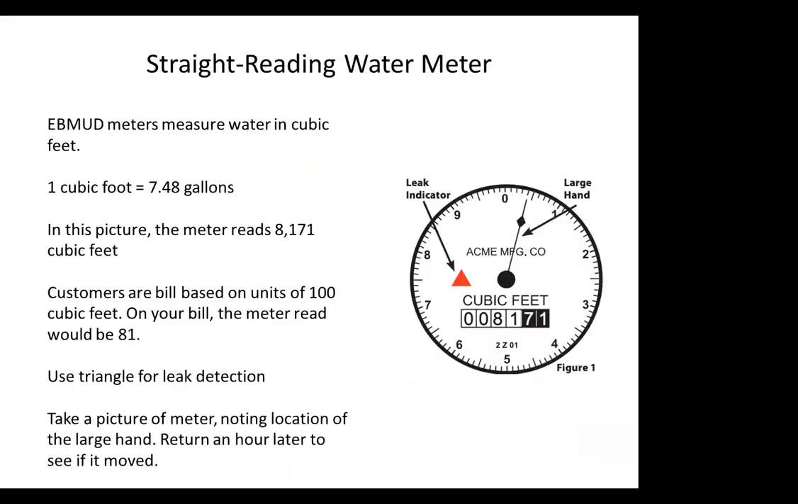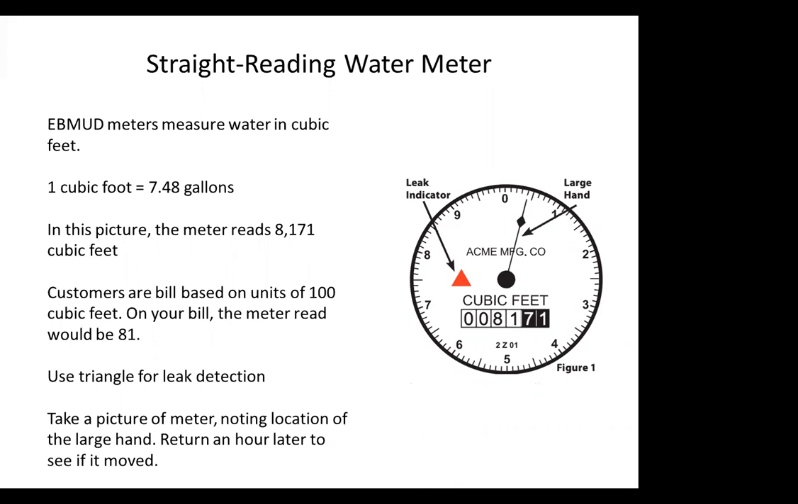There are 2 types of meters: a straight reading water meter and a round reading water meter. This is a picture of a straight reading meter. Now, reading the meters can be a little confusing because they measure water in cubic feet, but once you know the conversion to gallons, it is pretty easy. To convert to gallons, you multiply the read by 7.48.